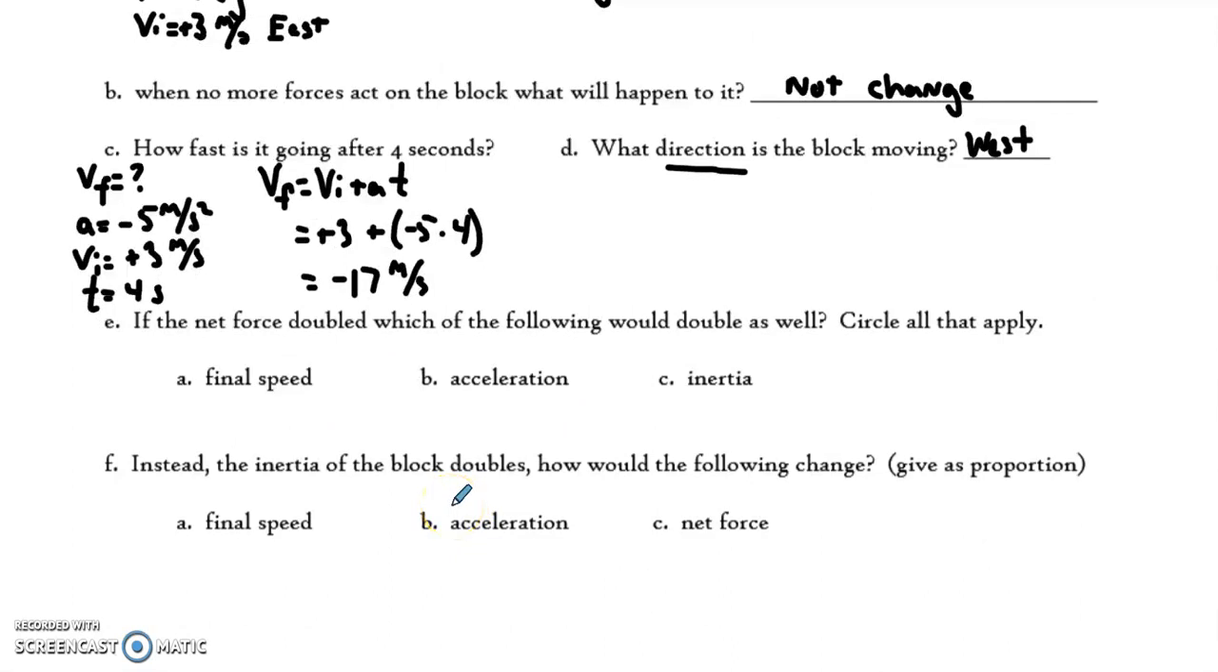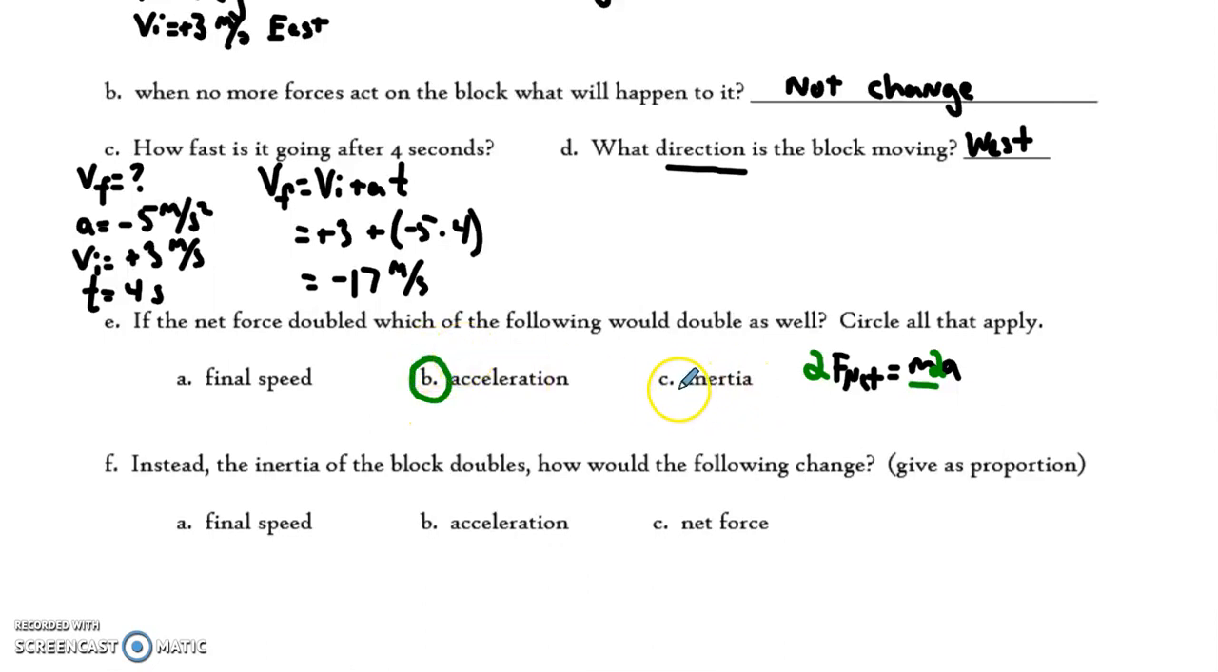The next part is looking at if we double the F net, which of the following would double as well. So if we look at the second law equation, solved for F net, we have F net equals ma. And what we are doing is doubling the F net. Now, if we're acting on the same block, the mass of the block is not going to change, or object, it doesn't have to be a block. And if we double the F net, then we also double the acceleration. So B is certainly the case.